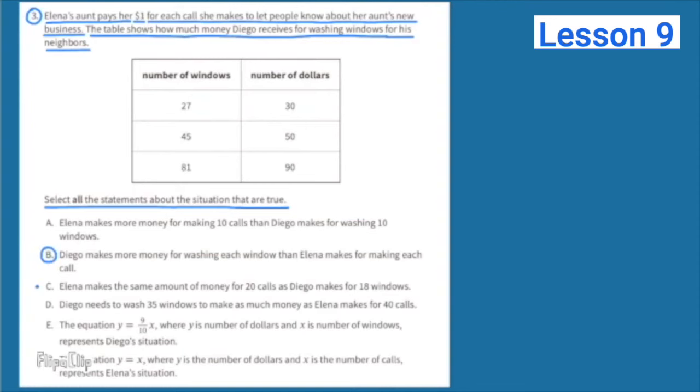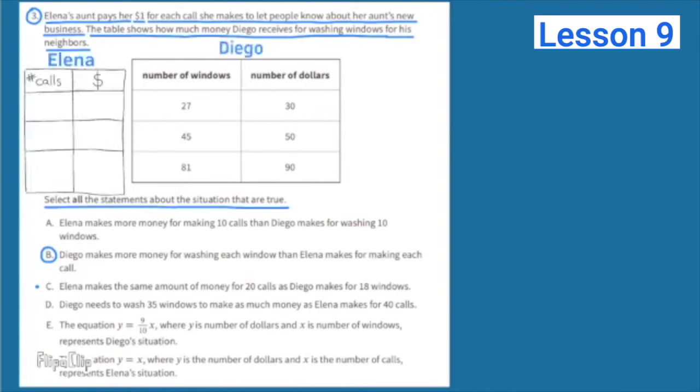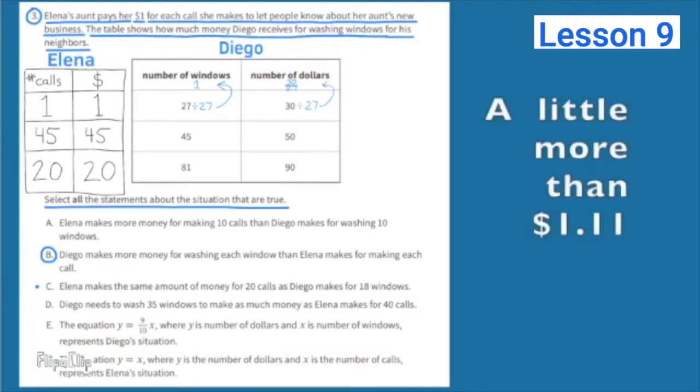Statement C. Elena makes the same amount of money for 20 calls as Diego makes for 18 windows. I'll make a chart so we can do a side-by-side comparison between Elena and Diego. We know that Elena earns $1 for making 1 phone call. At that rate, if she made 45 phone calls, she would earn $45. If she made 20 phone calls, she'd make $20. Let's figure out how much Diego makes for 1 window. 27 divided by 27 equals 1, and 30 divided by 27 equals 30 over 27.